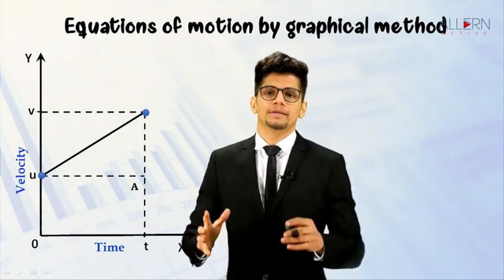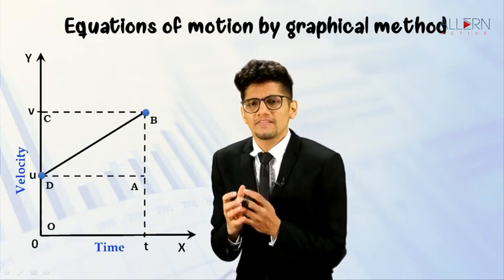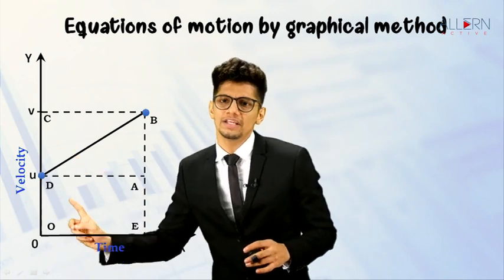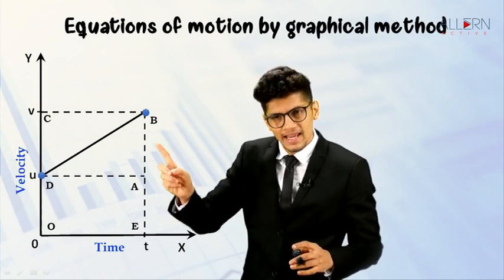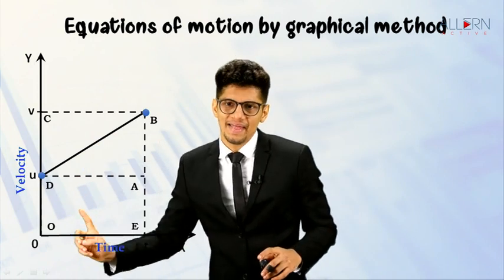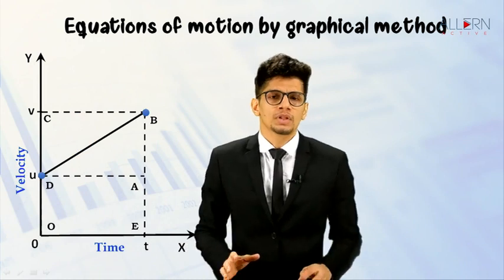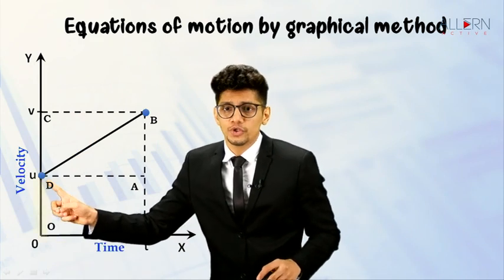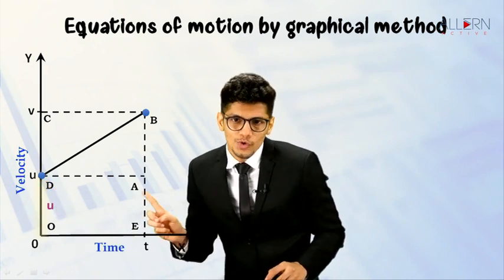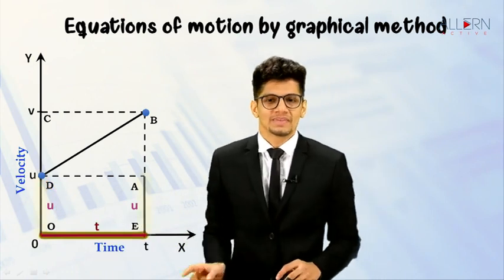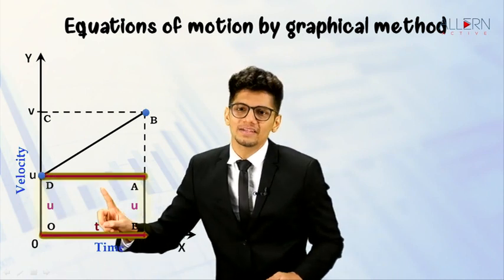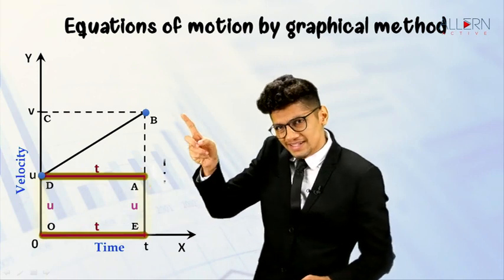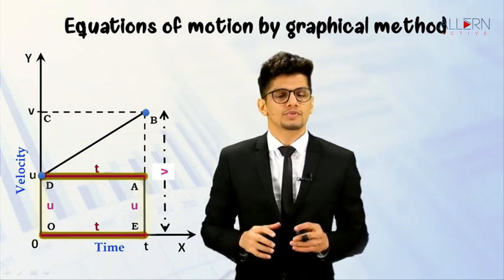Now we name everything. You can give any sort of name to it. We have given it as A, B, C, D, O and E. Remember, this is A, B, C, D and this is O and this is E, right? So here if you see properly, this distance is nothing but u. So if this is u, this also becomes u. Similarly, if this is t, this also becomes t. This entire distance is v, so this entire distance also becomes v.